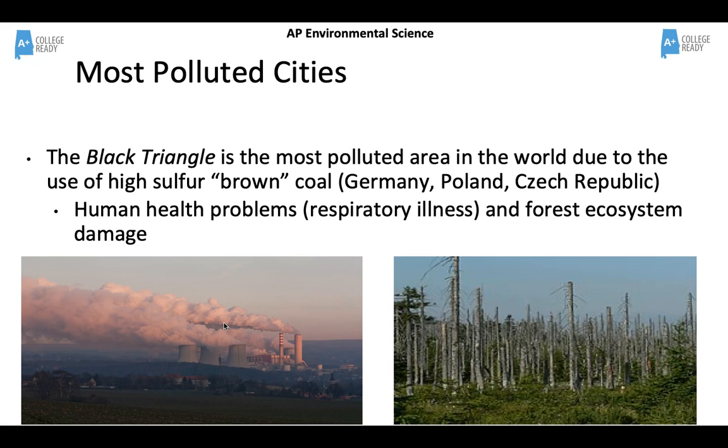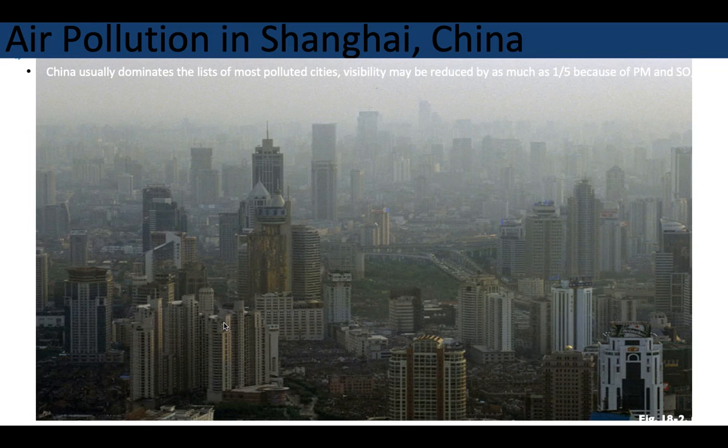Some of the most polluted cities: you've got the Black Triangle, which is the most polluted area in the world because of the use of high sulfur coal. This is going to be Germany, Poland, and the Czech Republic. It has resulted in human health problems like higher cases of respiratory illness and forest ecosystem damage. You also got Shanghai. China generally dominates the list of most polluted cities, and visibility could be reduced by as much as 20% because of particulate matter and sulfur oxides.